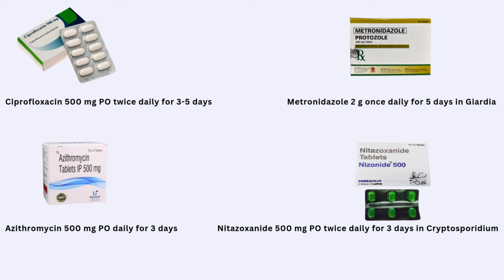In confirmed or high suspicion bacterial gastroenteritis with severe symptoms, antibiotic therapy is warranted. Common regimens include ciprofloxacin 500 mg PO twice daily for 3 to 5 days, azithromycin 500 mg PO daily for 3 days, metronidazole 2 g once daily for 5 days in Giardia, and nitazoxanide 500 mg PO twice daily for 3 days in Cryptosporidium. Always tailor therapy to local resistance patterns and patient characteristics.